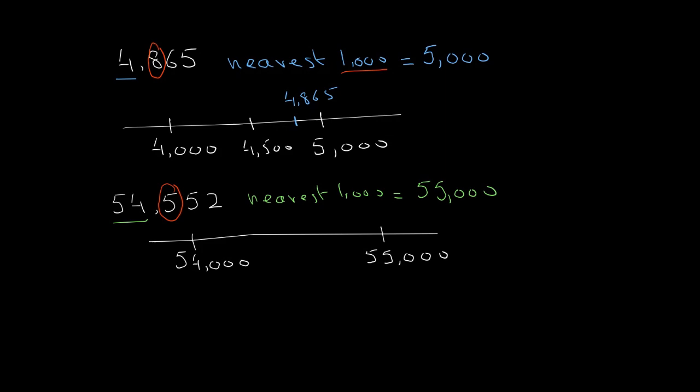Another way you can do the same thing is looking at the middle point. The middle point of this is 54,500, and this number, 54,552, lies to the right of the middle, which means it's closer to 55,000, and that's what I should approximate it to. Okay.